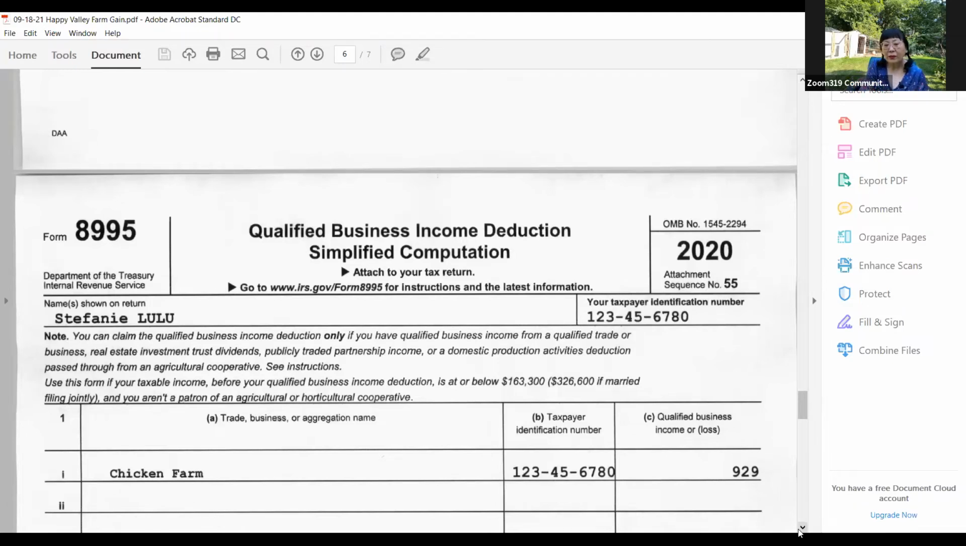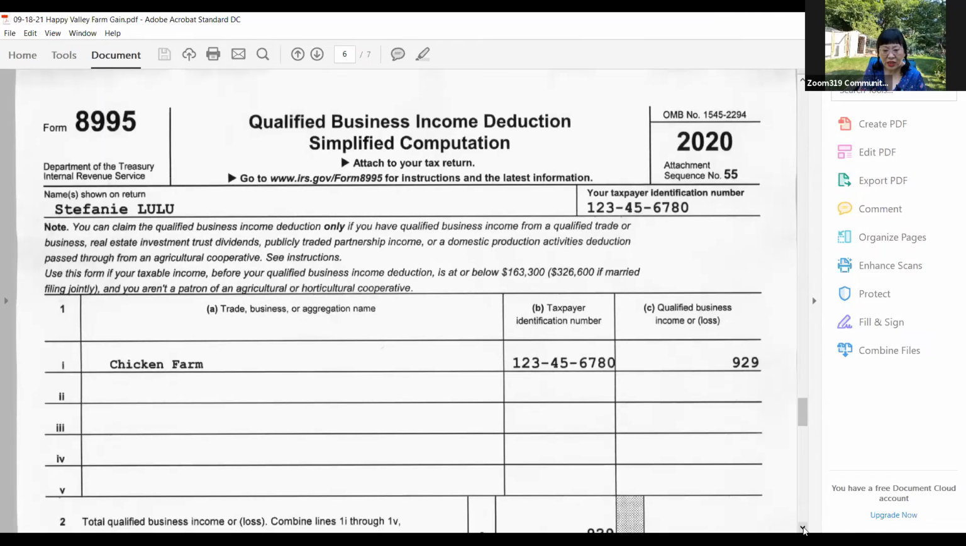Okay, qualified business income deduction is a concept introduced by President Trump through his tax reform. He introduced that about 20% of your income would be reduced. So let's say you have a $1,000 net profit, and with the calculation, about 20% of that will reduce your 1,000. So you don't pay the full amount in taxes, you only pay a portion.